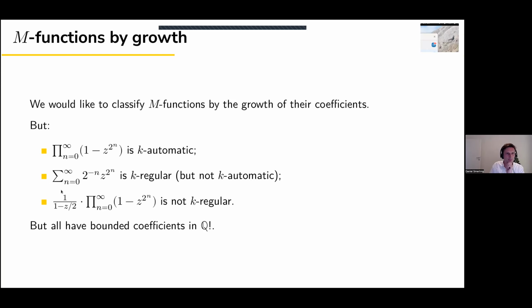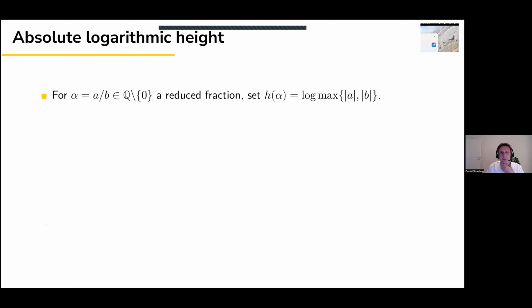So here are 3 examples of such m functions, which all have bounded coefficients in Q. The first one is actually just a different encoding of the Thue-Morse sequence with plus and minus 1. This is k-automatic. The second one is k-regular, but not k-automatic, and the coefficients are negative powers of 2, so bounded by 1. And in the third, we multiply the Thue-Morse sequence by a geometric series where the coefficients are negative powers of 2 again. So the coefficients are again bounded. These have a very different structure, but all bounded coefficients in Q. So the absolute value is not the right notion to use here. And this is why we have to use the height.